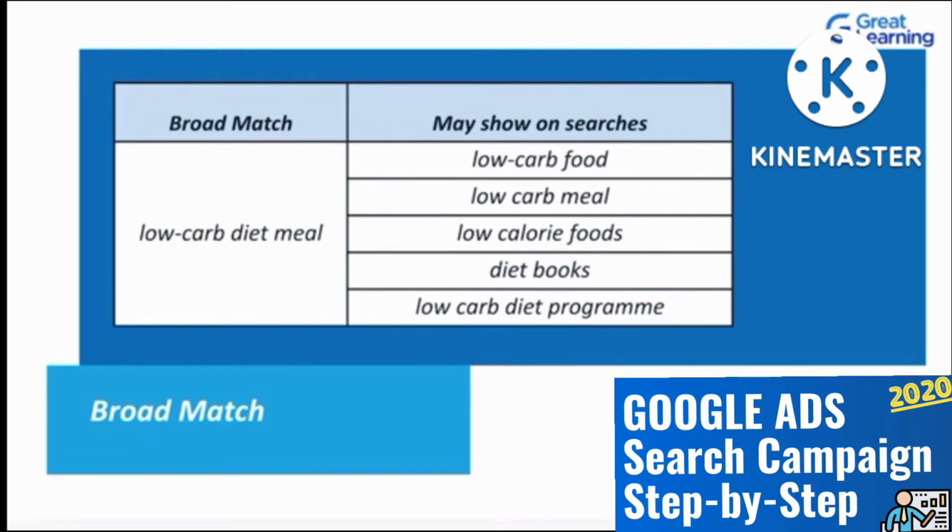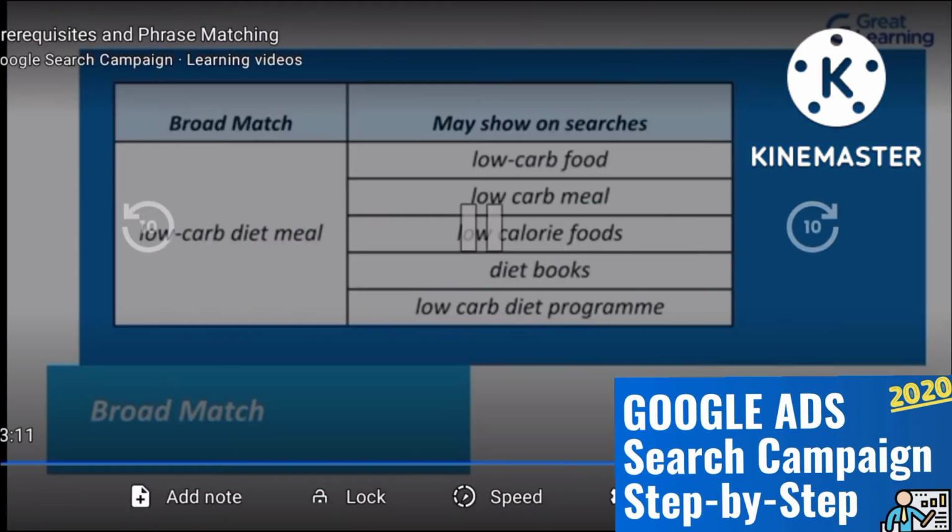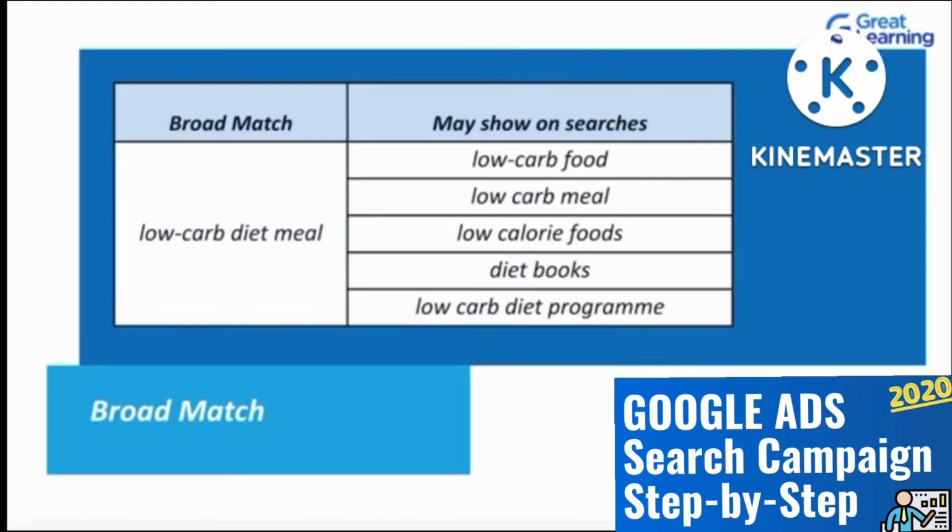For example, here, low carb diet meal could show ads on low carb food, low carb meal, low calorie foods. So you can notice that the word calorie is not mentioned at all in your keyword, but it is related to low carb diet meal, right? The low calorie sort of relates to that. So that's why Google feels that when it's a broad match, it can also identify other search terms that could potentially help you drive conversions. So it also showed for diet books, which is not really similar to the keyword that you mentioned. It goes off sort of broad. So that is what broad match is essentially. It shows you related keywords as well.